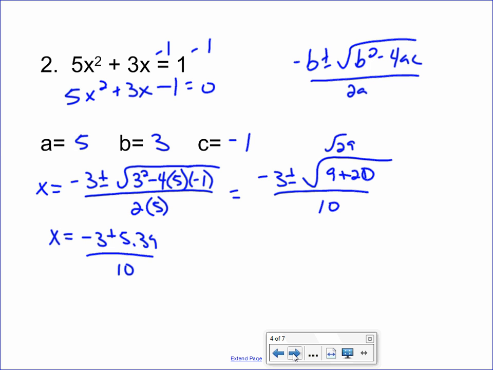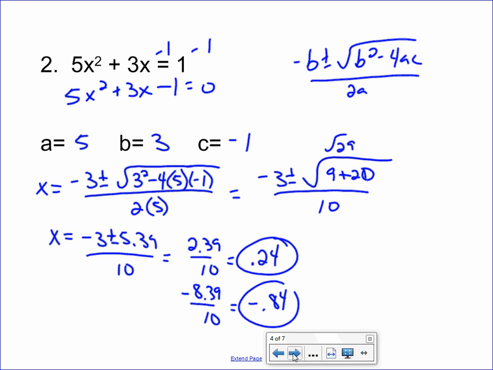So if I took negative 3 plus 5.39, I get 2.39. If you divide that by 10, you would get 0.24 if you round. Okay, if you do the negative 3 minus, you get negative 8.39. If you divide that by 10, you get negative 0.84. So these would be your two values for your x.